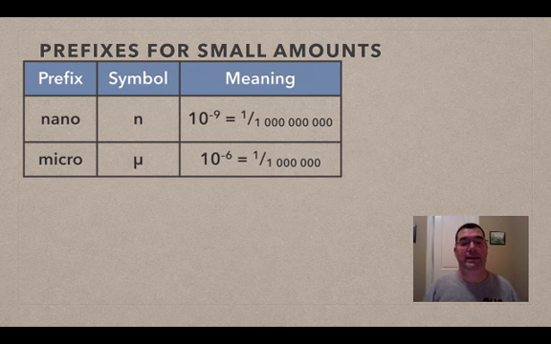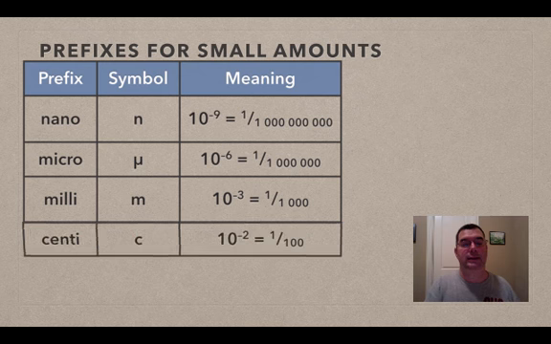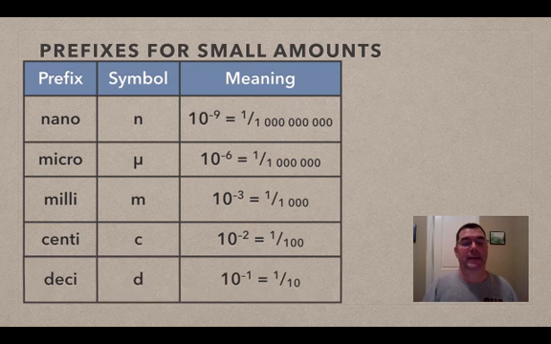Micro is 10 to the -6, so a microsecond would be 1 millionth of a second. Milli would be 1/1000th. Centi would be 1/100th. You wouldn't really talk about a centisecond. You might talk about a centimeter, which is 1/100th of a meter. And deci for decimeter would be 10 to the -1, or 1/10th of a meter.